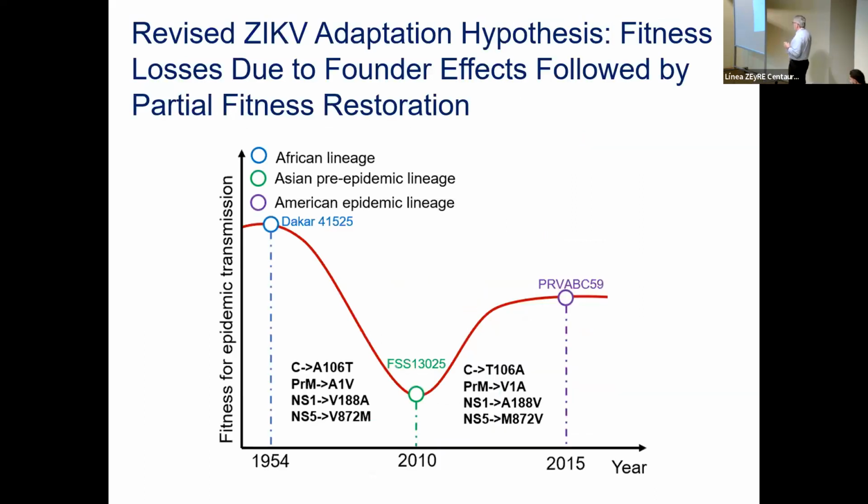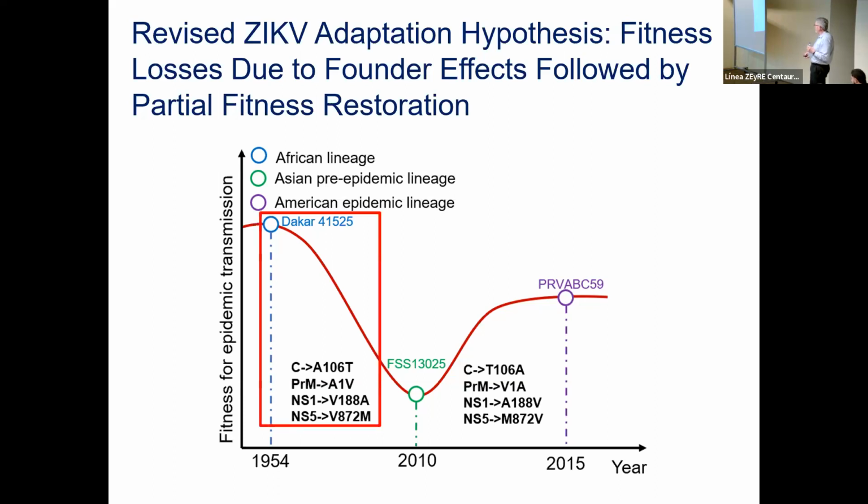So the hypothesis was that African strains, and we still think this may be true today, may have the highest fitness for epidemic transmission, but that these four mutations, when the virus arrived in Asia, reduced the fitness quite a bit. This is a Cambodian strain that we work with. This is a Senegalese strain. And then this is a Puerto Rican strain. And we hypothesized that the fitness was partially restored, reminiscent of what I showed you for chikungunya earlier, when the virus reached the Americas. So we did reverse genetics using these three virus strains.